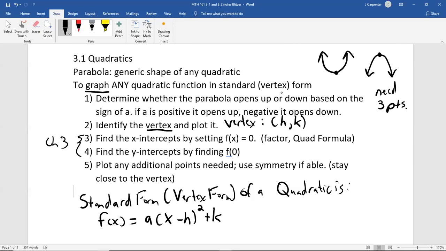Finding an X-intercept or multiple X-intercepts if they occur, and then finding the Y-intercept. And I should actually depluralize that. There is only a single Y-intercept. I don't want to confuse you.